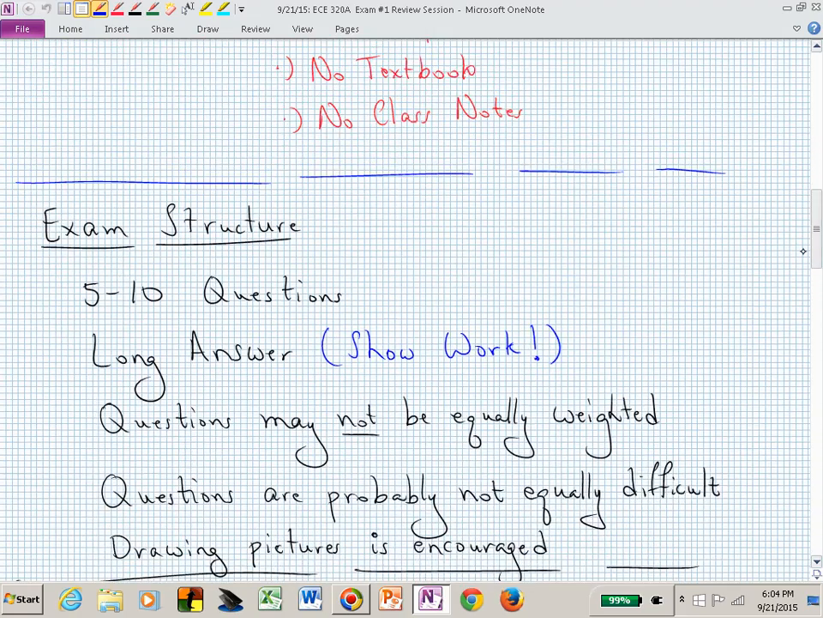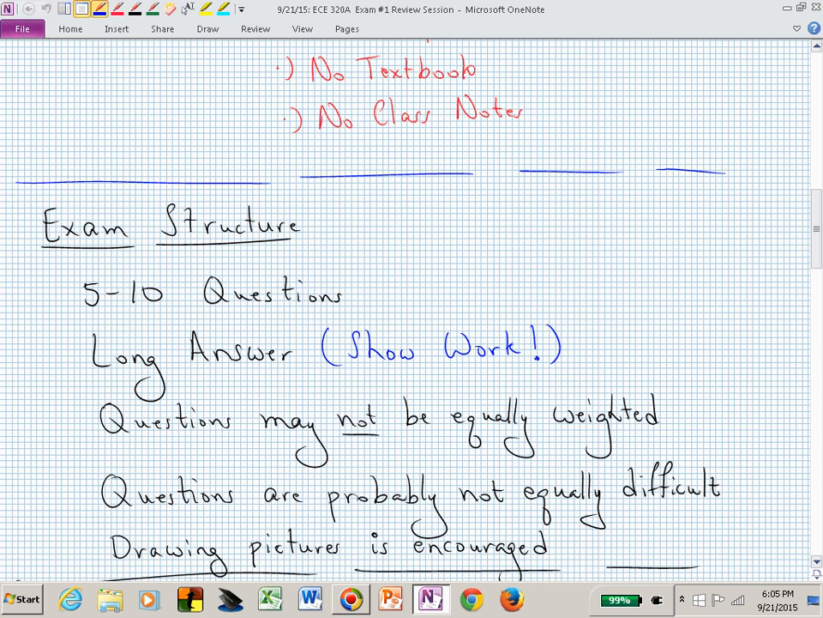What will the exam look like? It will look like previous exams. I don't yet know, but it'll be somewhere in the range of 5 to 10 questions. They are long answer. You're not going to be bubbling in any multiple choice, not on this exam that I'm aware of. And the questions may not be equally weighted. Some might be worth more points than others.